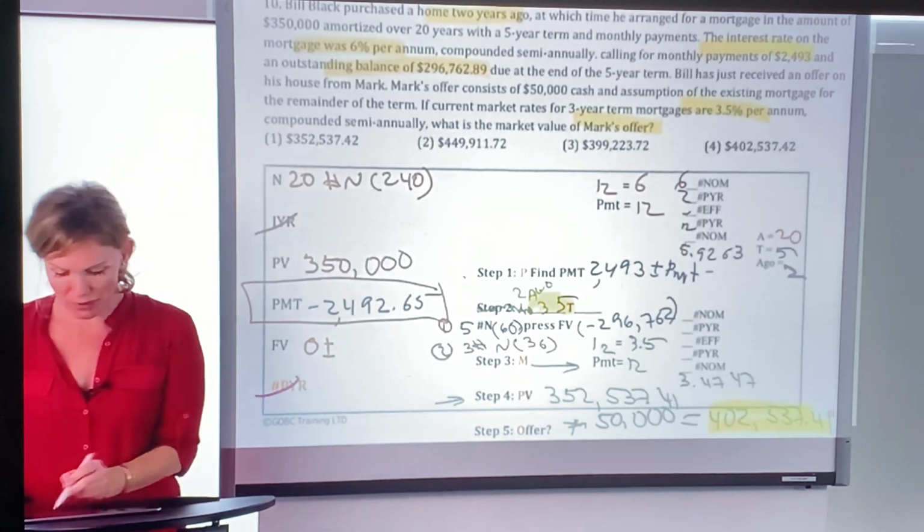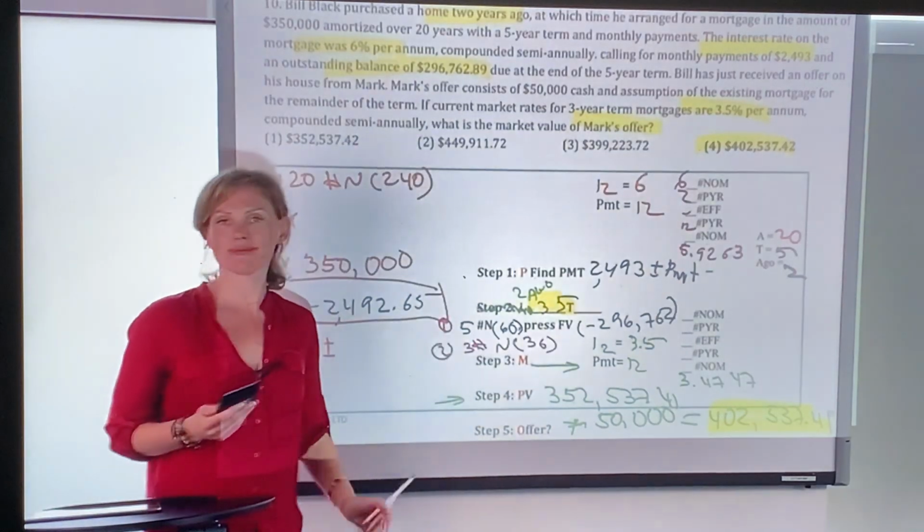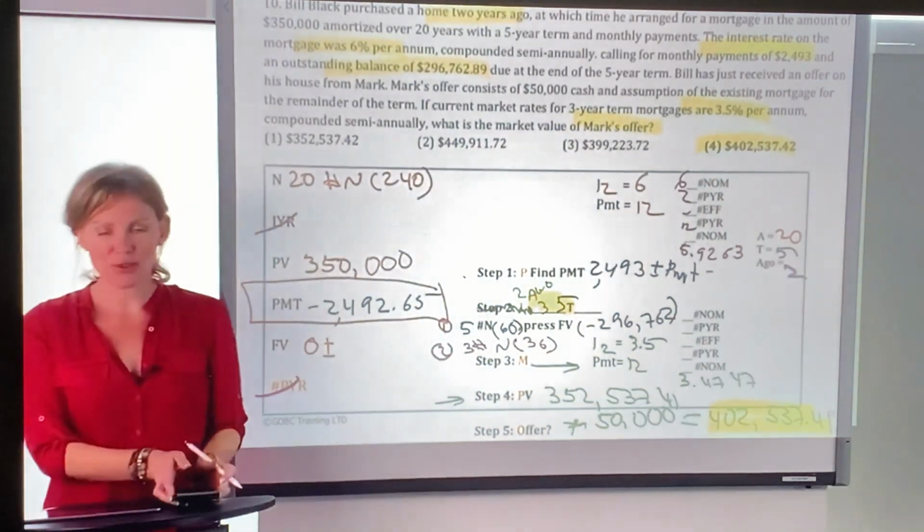So 402,000. Look back at the answers. Option number 4. That's it. You should like those questions now. We have 2 more questions and that's it.